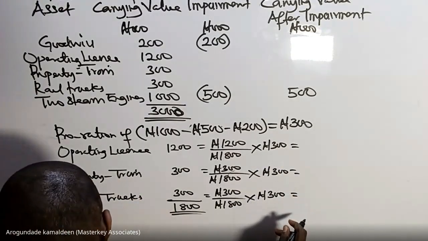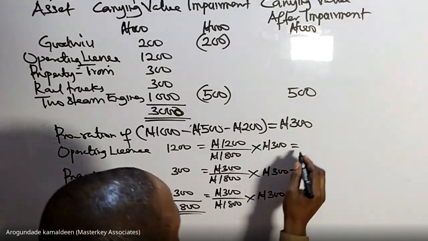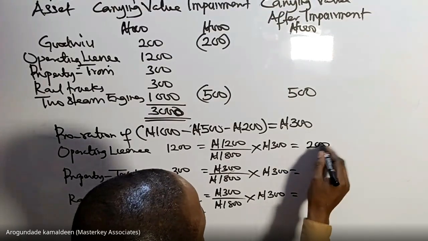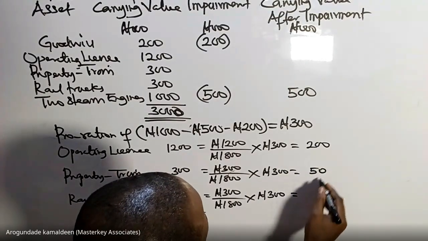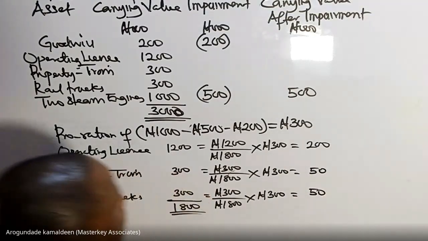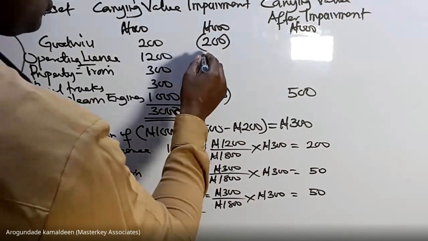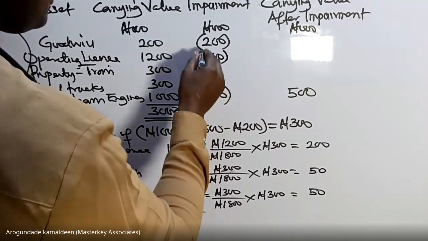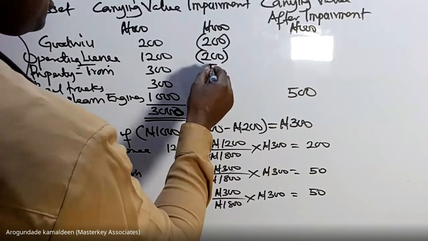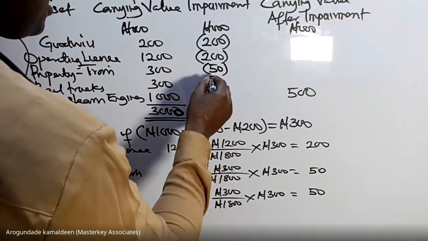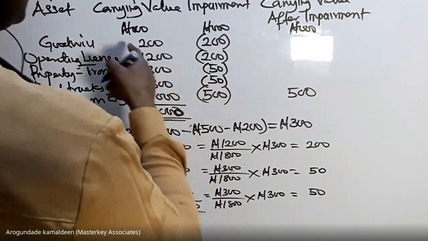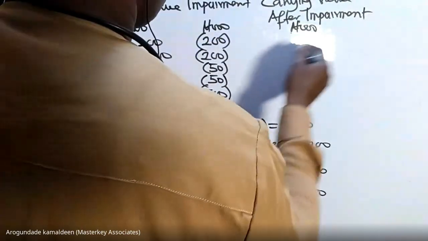So here we have 200. Here we have 50. Here we have 50. So that is the proration. So for the license, okay, 200 value is impaired. Here 50. Here 50.